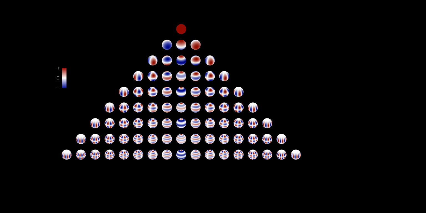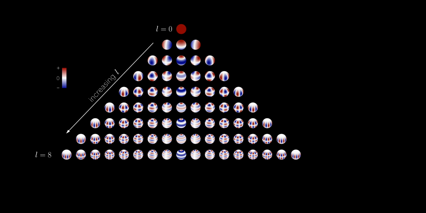In this gallery of all the spherical harmonics up to L equals 8, we can identify some more of their features. First, the number of spherical harmonics for a given L is equal to 2L plus 1, spanning from M equals minus L to M equals plus L. Note that for M equals 0, there are no longitudinal nodes.